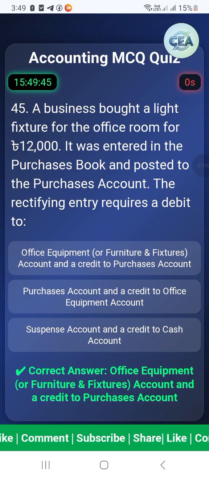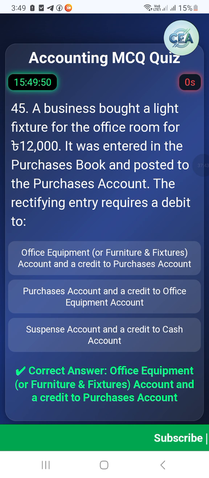Correct answer is office equipment or furniture and fixtures account and a credit to purchases account.